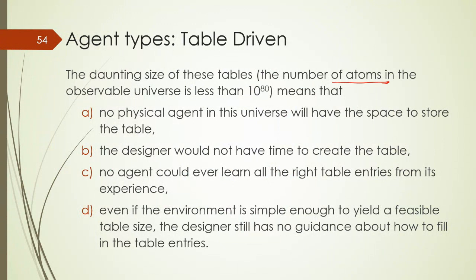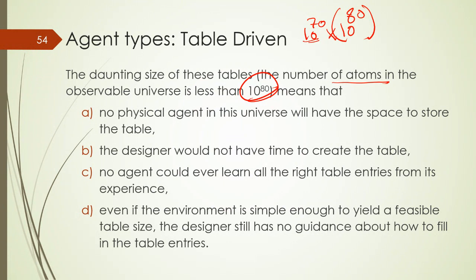So, the daunting size of these tables. Remember, the total number of atoms in the observable universe is 10 to the 80. It's not just half. It's like 10 to the 70 times less than the possibilities of a game of chess. This is the total atoms in the whole universe, and multiplied by that gives you the total possible sequences of moves of chess.